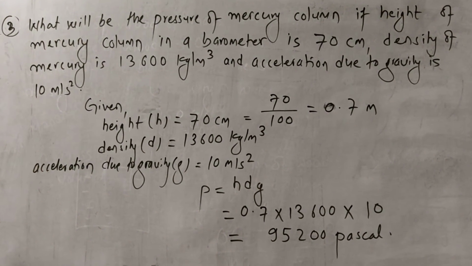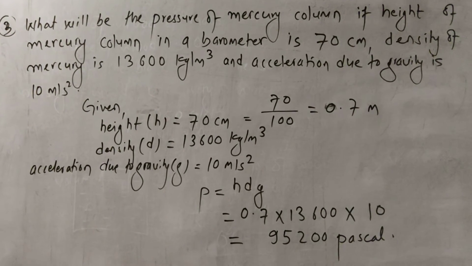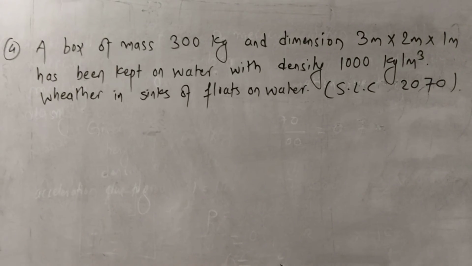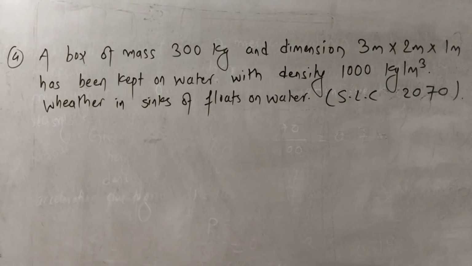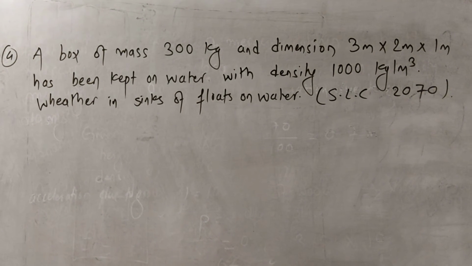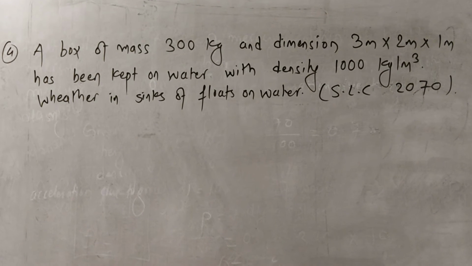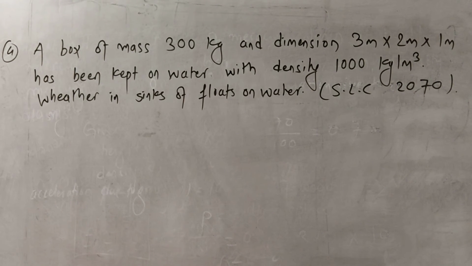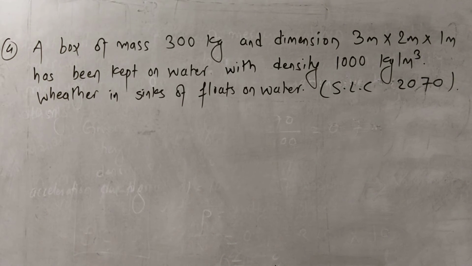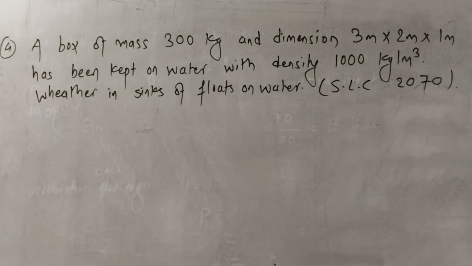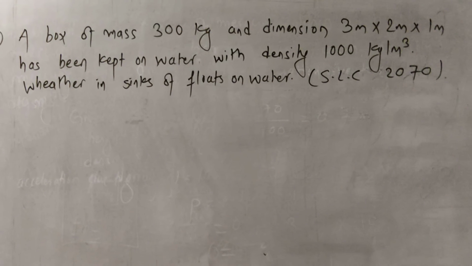Now let's do the last question, question number 4. Now here we have another question. A box of mass 300 kg and dimension 3 into 2 into 1 meter has been kept in water with density 1000 kg per meter cube. Whether it sinks or floats in water, we have to find out. Whether the box floats or sinks, that we need to calculate.